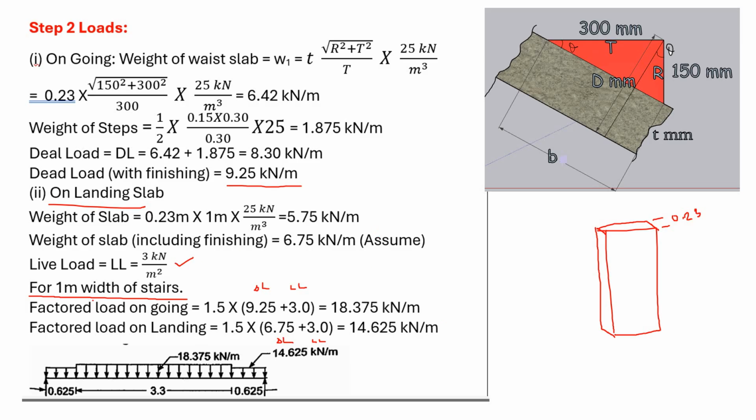Then we have to take this going and landing, and you apply this loading to the going portion. This loading 14.625 kilonewton per meter is applied in the landing portion.